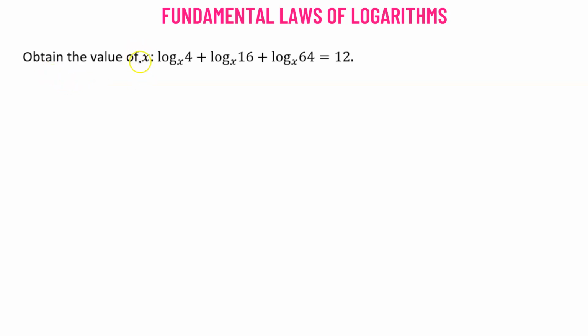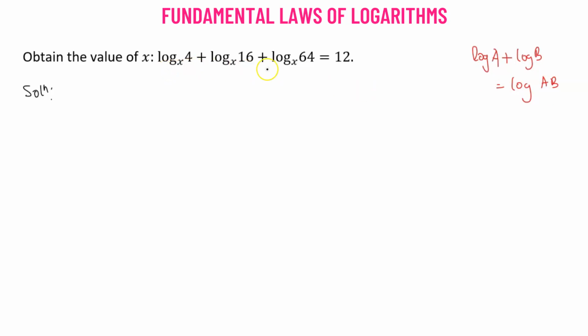So here we need to obtain the value of x given log of 4 with the base of x plus log of 16 with the base of x plus log of 64 with the base of x equals 12. So what we'll do, we can combine all three logarithms on the left hand side by using a property of logarithm. If we have log of a plus log of b, that's equivalent to log of a times b, provided all of them have the same base.